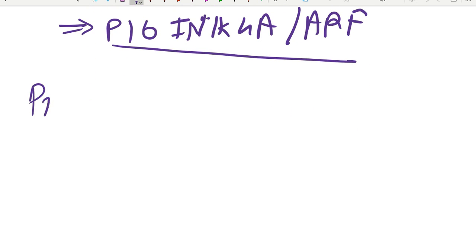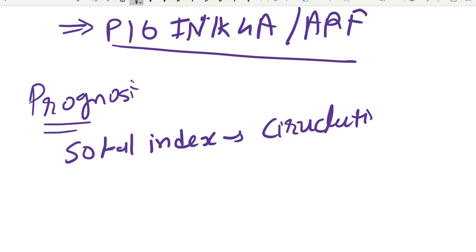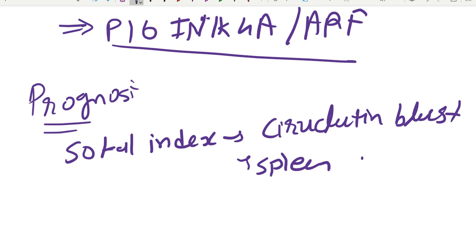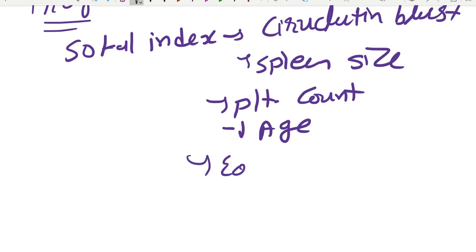There is a prognostic scale. The prognostic scale for CML is the Sokal index, which comprises circulating blast, spleen size, platelet count, age, eosinophilia and basophilia.